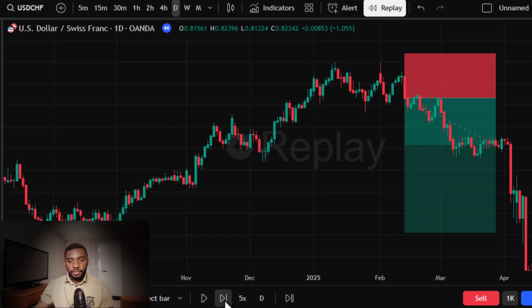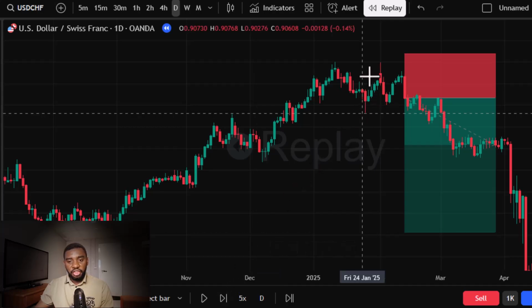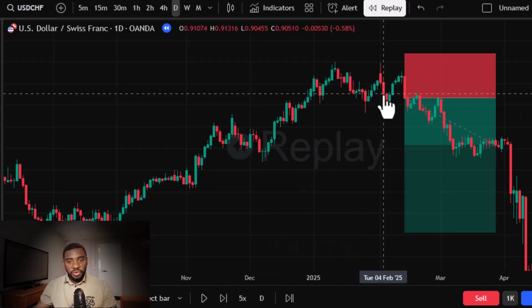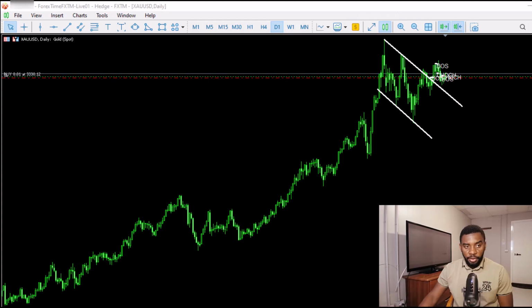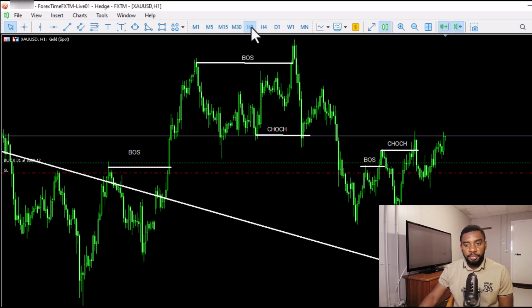So this is how we trade change of character. Whatever strategy you are trading is for you to implement your knowledge of change of character into it. Here is an ongoing trade that I have on gold, and as you can see, this is my live account. I discovered this pattern here, a bullish flag, which is a continuation pattern. But for me to get a good entry, I have to go down to the 1 hour time frame.